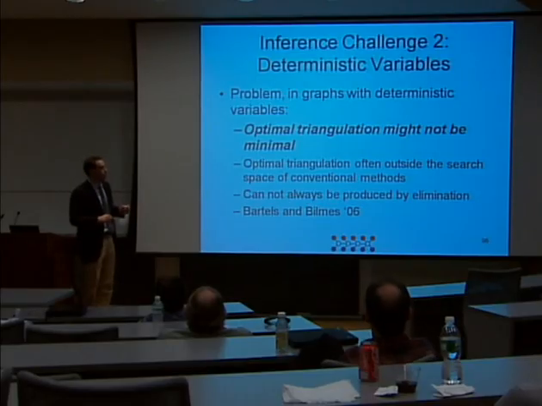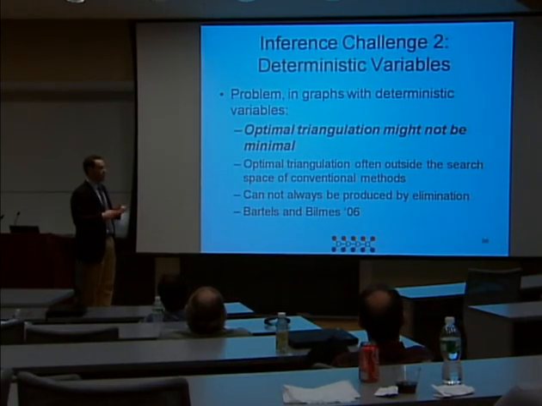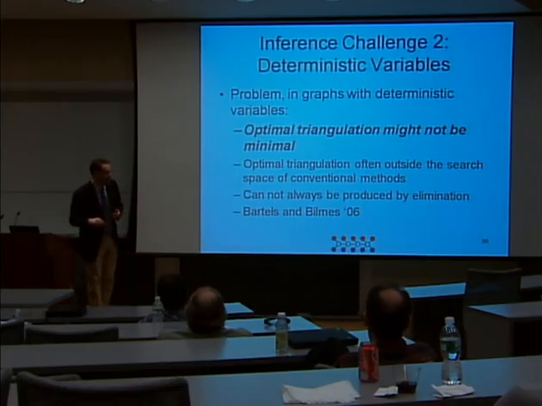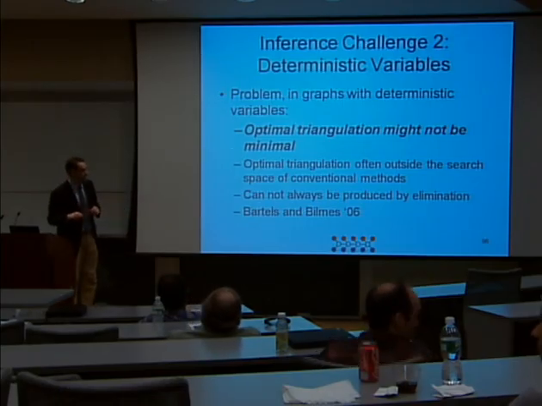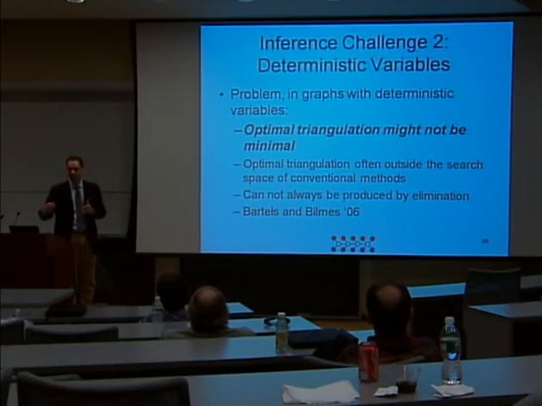So the problem is that in graphs with deterministic variables, the optimal triangulation might not be minimal. In fact, it might be completely outside of the search space of the triangulation methods that are commonly used in the graphical model community. And as far as I know, no one had ever attempted to use non-minimal triangulations for anything useful.